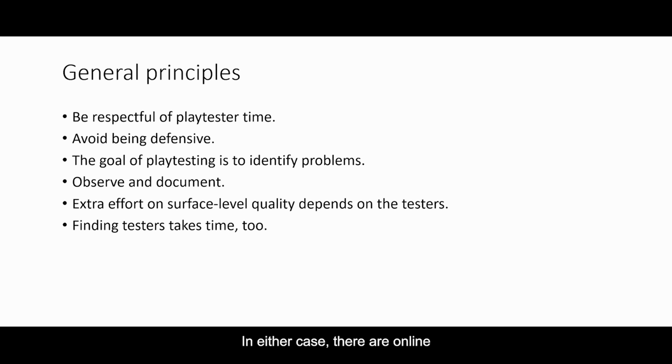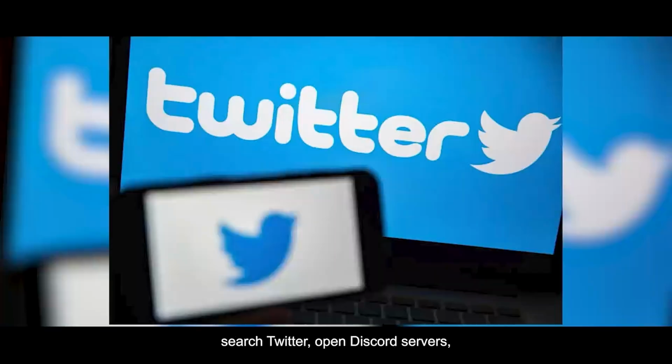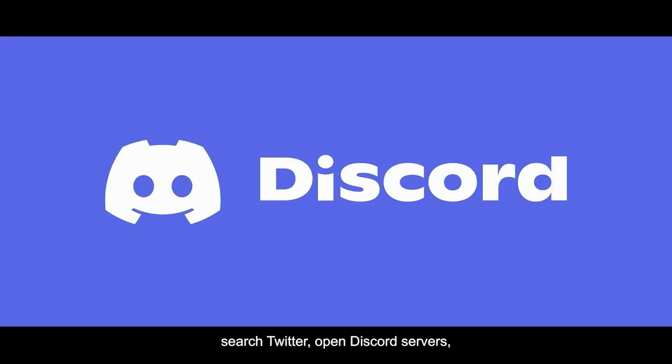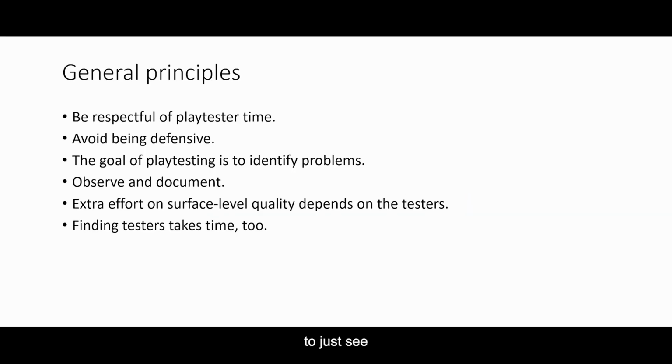In either case, there are online playtest and design communities wherever you look. Check for public Facebook groups, Reddit boards, search Twitter, open Discord servers, or similar social media sites to just see what kind of groups you can find. Join them, lurk for a little bit, and see what kinds of things are posted there and what the community standards are, and then if it seems like a good group and you feel like you can do so, post your game or a request for testers in whatever way seems normal for that group.